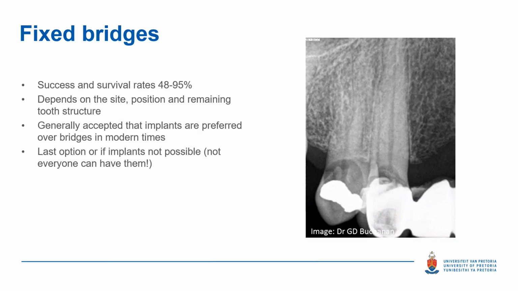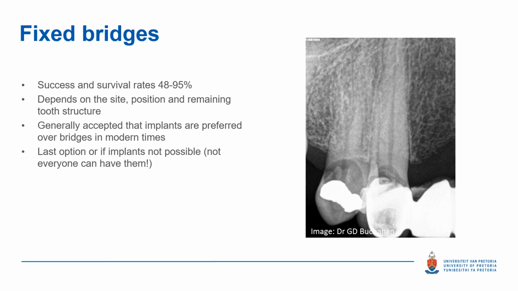Fixed bridges have success and survival rates that vary between about 48 to 95%. So also there are variable success rates, and it will depend a lot on your sites and your case selection. It's generally accepted these days that implants are a better option if the tooth does need to be removed, if we do have to do an extraction.